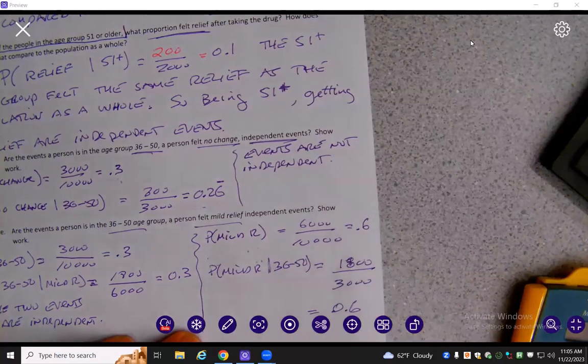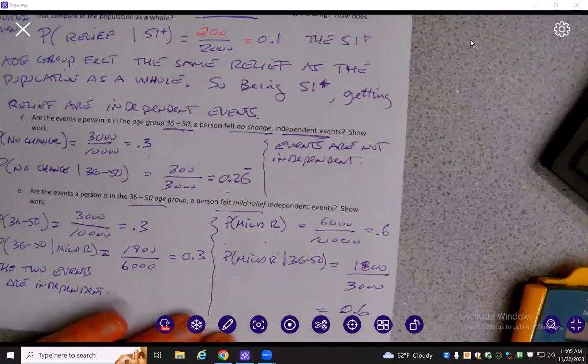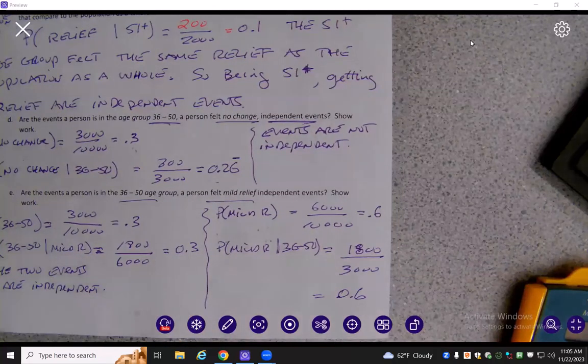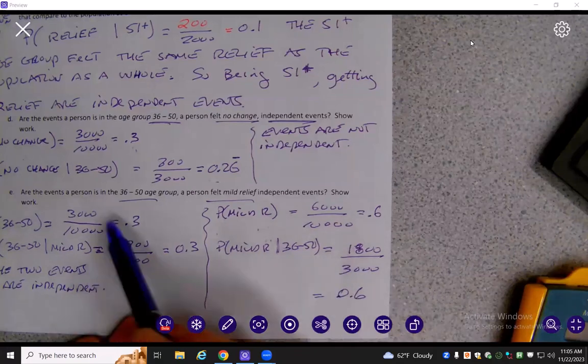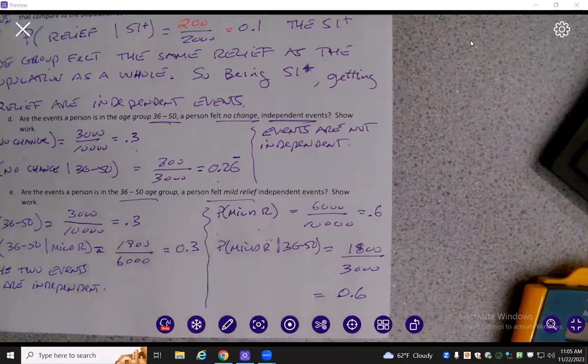So if I calculate that, I know it's got to come out to 0.6. How do I know it has to come out 0.6? Because I already know the events are independent. But if you tried it, it's going to come out to 0.6. So notice, it's not that the numbers come out the same when you reverse, it's just that you come to the same conclusion. The events are independent. In other words, this group does exactly the same as the population. There's nothing different about it.